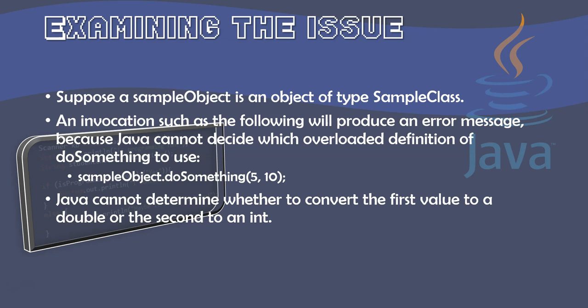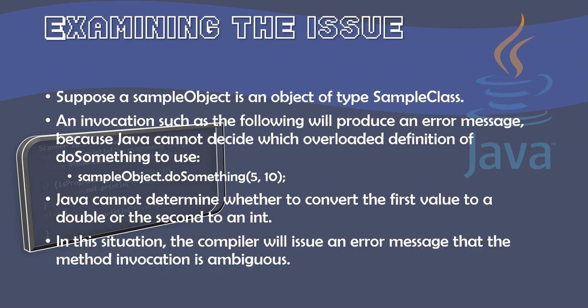So when Java looks at this, it might say, do we first want to convert that value to a double, or do we want the second one to be an int? In this situation, the compiler will, of course, give us an error message that the method invocation is ambiguous. So if you ever encounter this, it's because a lot of times it's some kind of type conversion that's going on that Java doesn't know. Are you referring to an integer or to a double, or some other situation similar to that where it's trying to convert and it doesn't know which conversion you want to use.